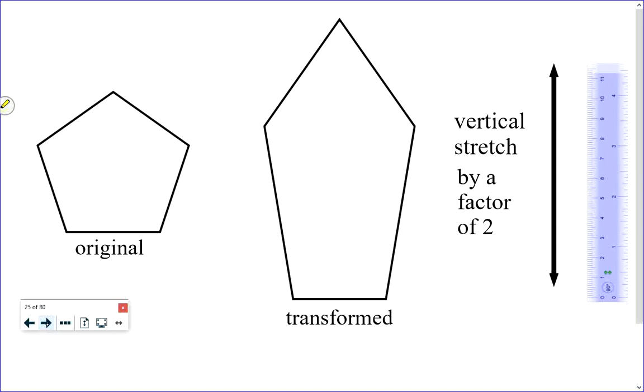And I'm not going to measure it. If I put that ruler down and I measured the height of the object on the left and the height of the object on the right, I would discover that the new object is twice as high or twice as tall, so the vertical stretch factor is 2. Does that make sense to you? We're okay so far?